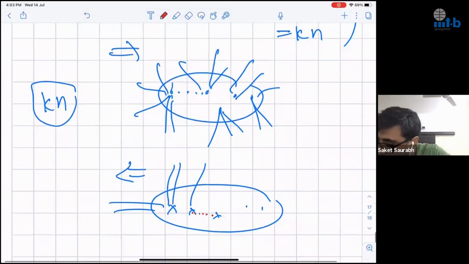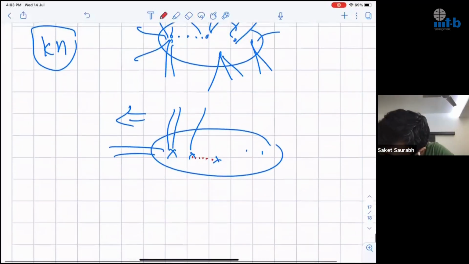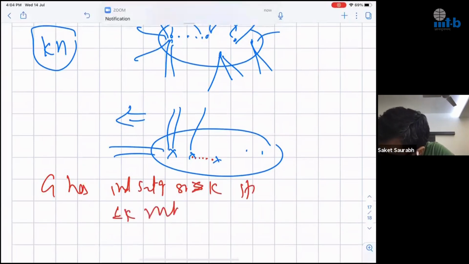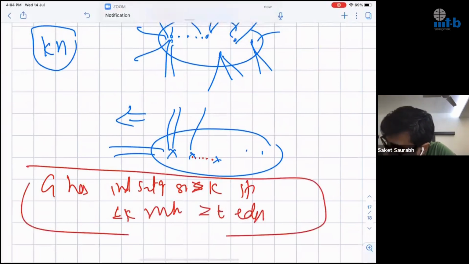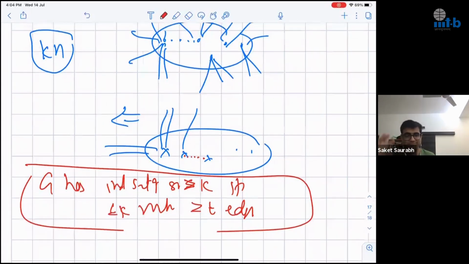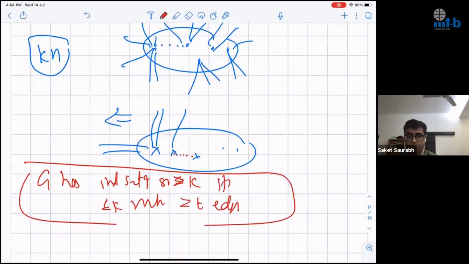So we can show that G has an independent set of size at least K if and only if there exist at most K vertices that cover at least T edges. I think this is the right place for me to stop. I have given you an outline of the reduction, a hand wavy argument why this proof is true.